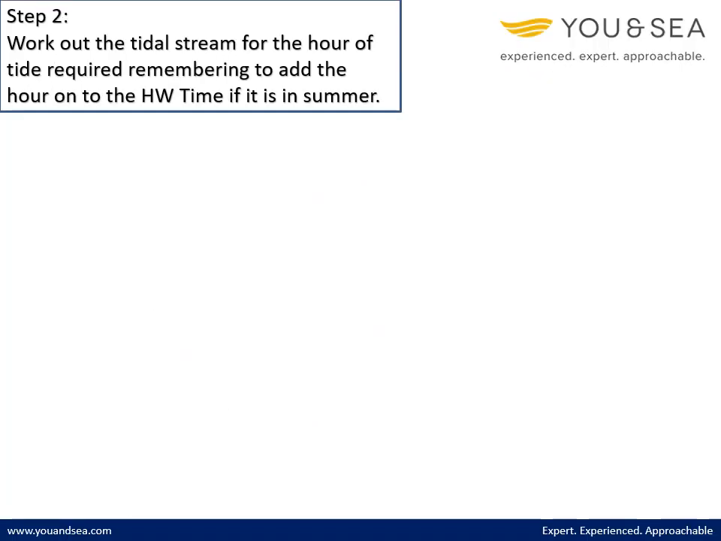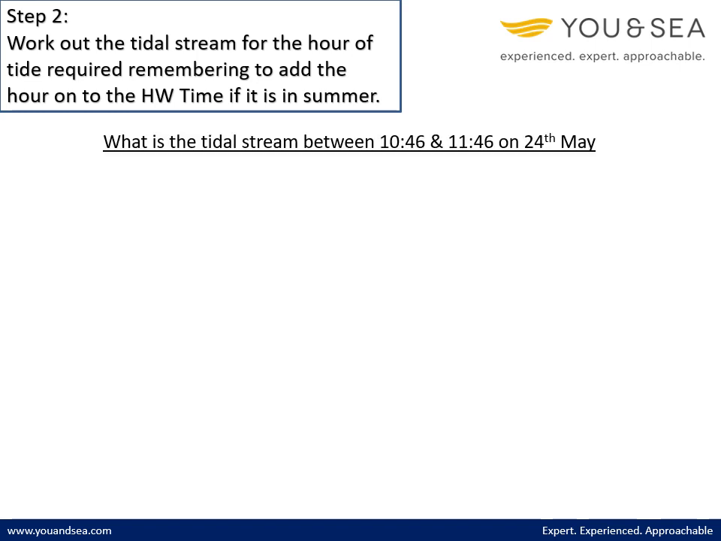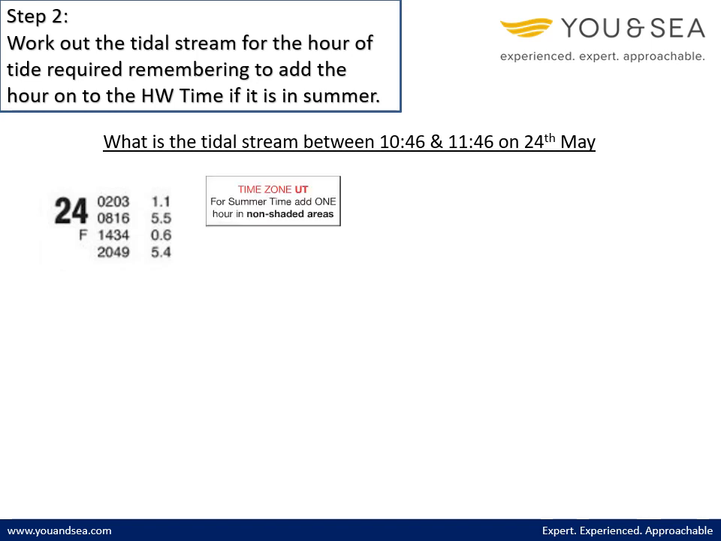Step 2 is to work out the tidal stream for the hour of tide required. What is the tide between 10:46 and 11:46 on the 24th of May? Firstly, we need our tidal information. For the 24th of May, we have 0816 as our closest high water. Time zone UT, for summertime add an hour in the non-shaded areas. So that becomes 0916. We then take 30 minutes off and add 30 minutes on.